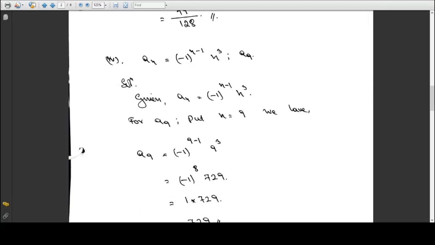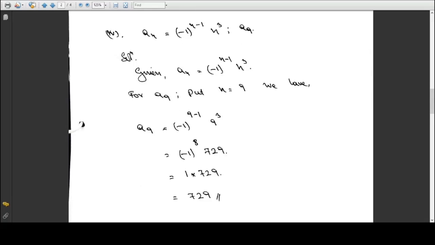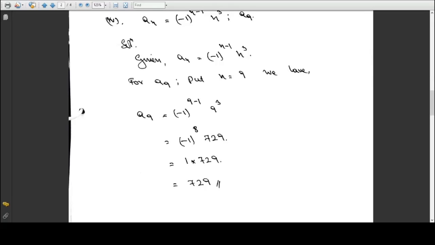Okay, now minus 1 multiplied by minus 1, you will get 1, isn't it? Because minus 1 to the power 2, 2 is an even number, therefore we are getting 1. Minus 1 to the power 3, 3 is an odd number, so you will get minus 1. Here, minus 1 to the power 8 is an even number, therefore you will get 1, multiplied with 7 to the 9, which is 7 to the 9 itself. Okay, now this is the ninth term of the given sequence, 729.